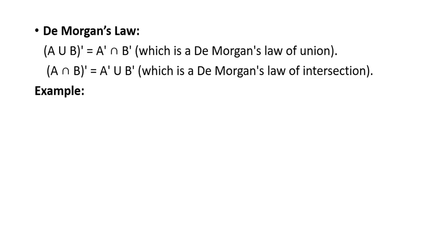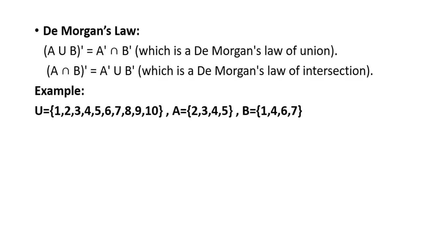So let's take an example. We have a universal set that has elements 1, 2, 3, 4, 5, 6, 7, 8, 9 and 10. Then we have a set A which has elements 2, 3, 4, 5. We have set B which has elements 1, 4, 6 and 7. Now we need to prove De Morgan's law.